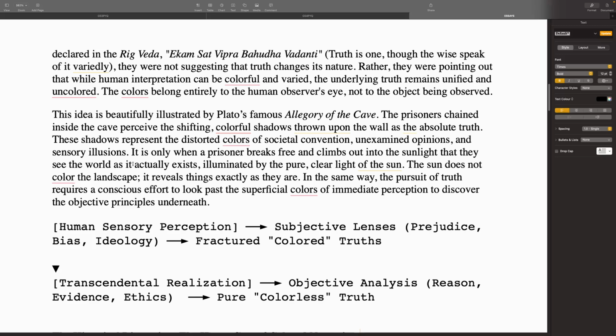The sun does not color the landscape, it reveals things exactly as they are. In the same way, the pursuit of truth requires a conscious effort to look past the superficial colors of immediate perception to discover the objective principles underneath.